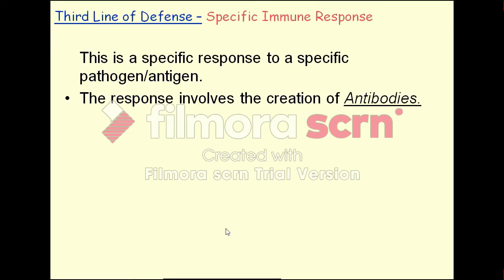Lastly, we have the third line of defense, which is called the specific immune response. This is a specific response to a specific pathogen or antigen. The response involves the creation of antibodies. An antibody is also called an immunoglobulin.